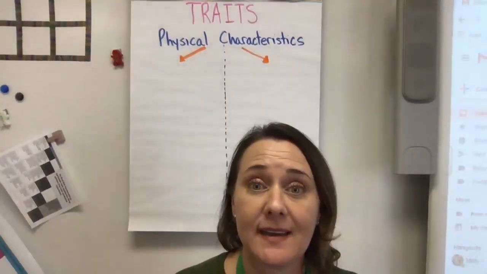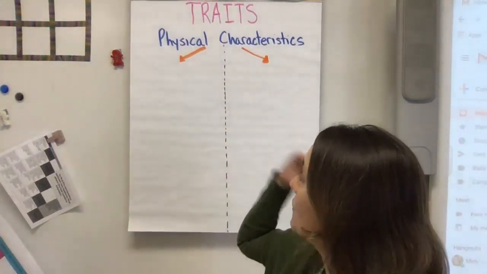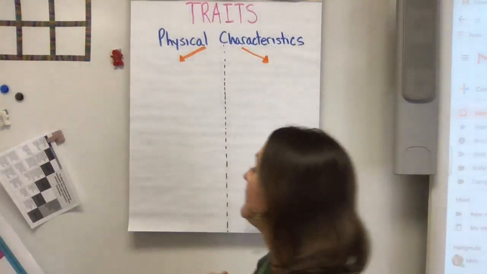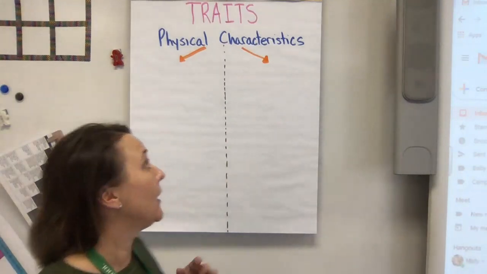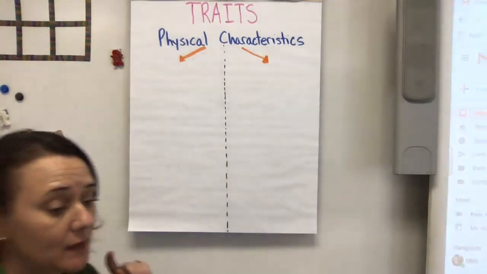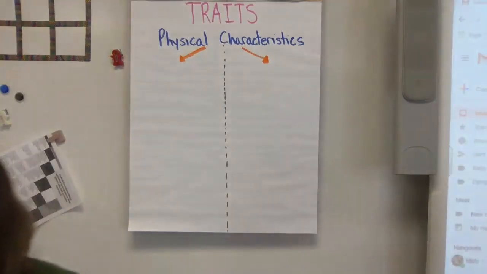Okay, so today I'm going to be teaching you about traits. Traits are basically the physical characteristics of an organism. And there are two different types of traits that you can have.